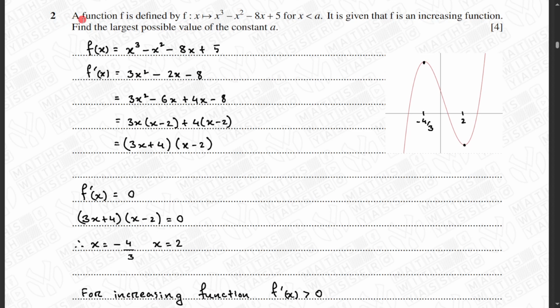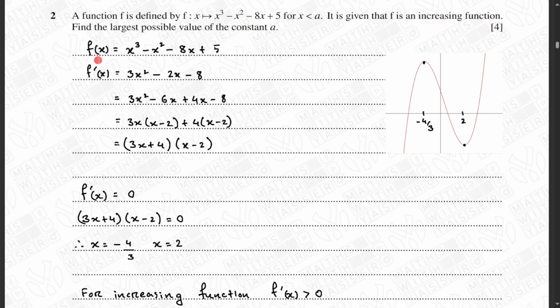Question number 2. A function f is defined by f of x equals x cubed minus x squared minus 8x plus 5 for x less than a. It is given that f is an increasing function. Find the largest possible value of the constant a.